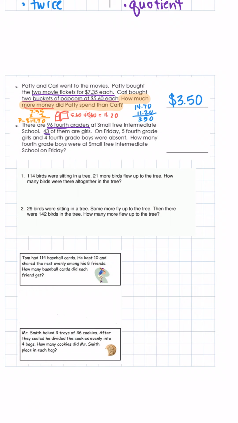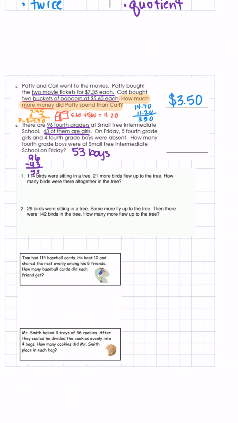43 of them are girls. Okay, so let's first just find out how many are boys. So we're going to just subtract. 96 subtract 43 equals 53. So we have 53 boys altogether. But that's not the question. Sorry, I got ahead of myself here.